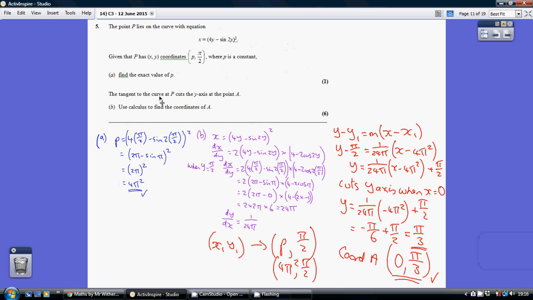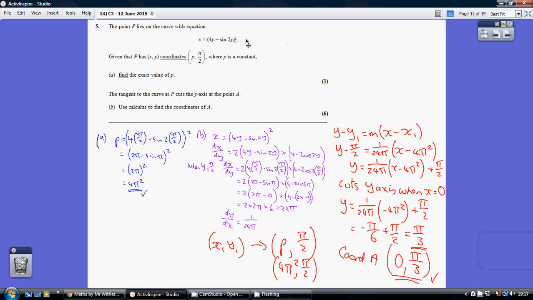Now for part B, we're going to want to start off by finding the equation of the tangent of the curve. So we're going to need to know two things. We're going to need to know the gradient of the tangent, and secondly we need to know a point on the tangent, which we know already. So let's work out the gradient of the tangent, and to do that we need to differentiate the curve.